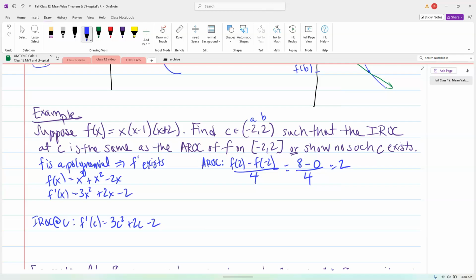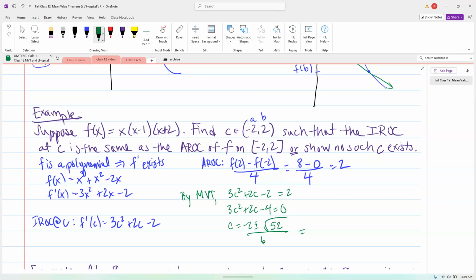Okay, so then this is where the MVT comes in. By MVT, I would set those two things equal. So 3c squared plus 2c minus 2 is equal to 2. So then I get 3c squared plus 2c minus 4 is equal to 0. And then to solve this, we need the quadratic formula. So c is equal to negative 2 plus or minus the square root of, let's see, 4 plus 48, so that is 52, all over 6.